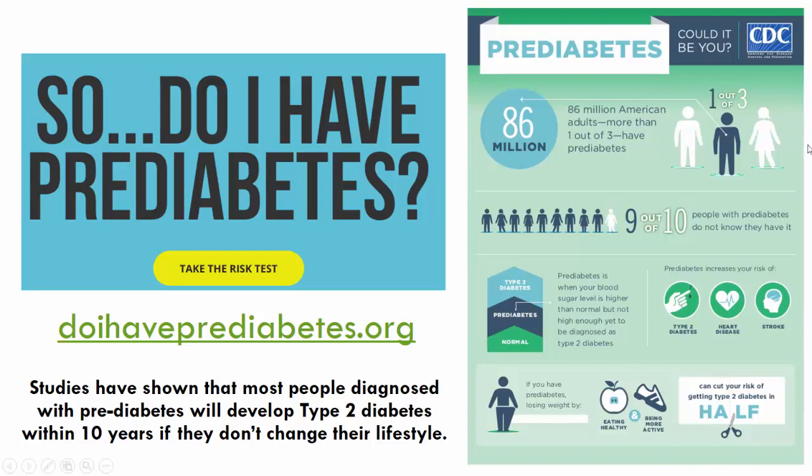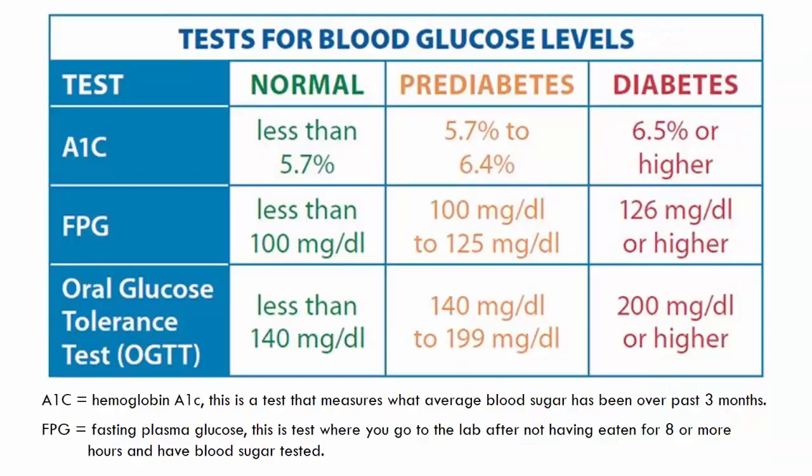Some other really incredible statistics here in the United States: 86 million Americans, more than 1 out of every 3 adults, have prediabetes. 9 out of 10, or 90% of people with prediabetes, do not know that they have it. So it's very important to get your blood sugar checked regularly with your doctor. If you have prediabetes, losing weight, like we said, by 5 to 7% of your current body weight can cut your risk in half of developing type 2 diabetes.